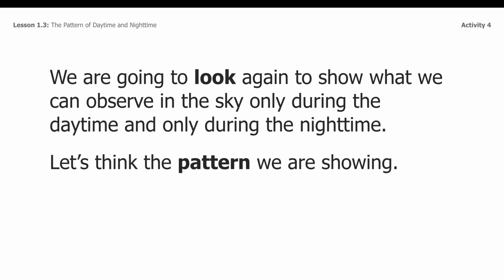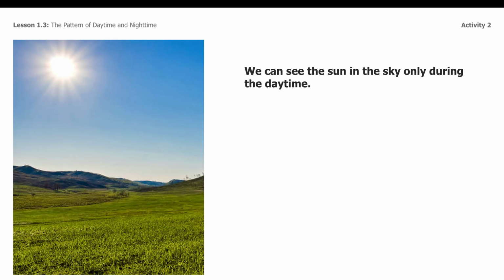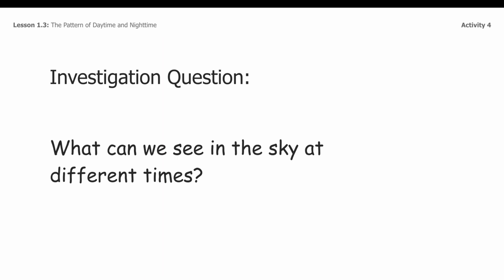All right, so let's look again to show what we can observe in the sky only during the daytime and only during the nighttime. Let's think of the pattern we're showing. Okay, so let's look at these pictures again and observe the pattern. All right, so obviously we have daytime, nighttime, and so on. So what can we see in the sky at different times, which is our investigation question?